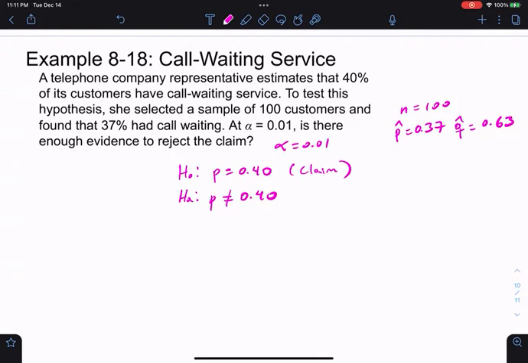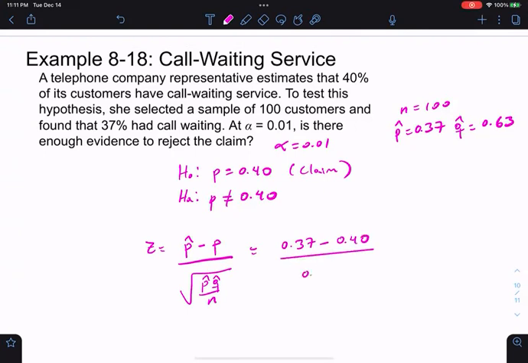Okay, so again, z equals p hat minus p over the square root of pq over n. So this is 0.37 minus 0.40, over the square root of 0.37 times 0.63, and n is 100. Okay, so let's do that: 0.37 minus 0.4, over the square root of 0.37 times 0.63 divided by 100.